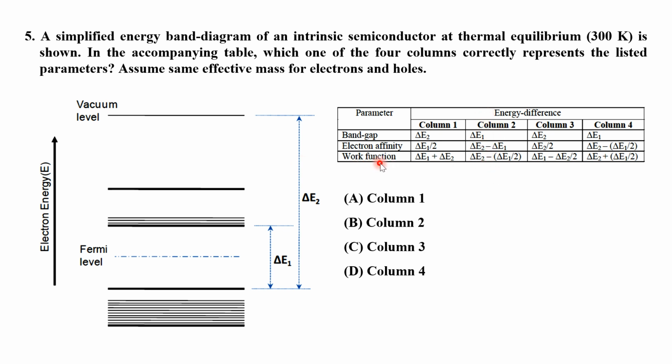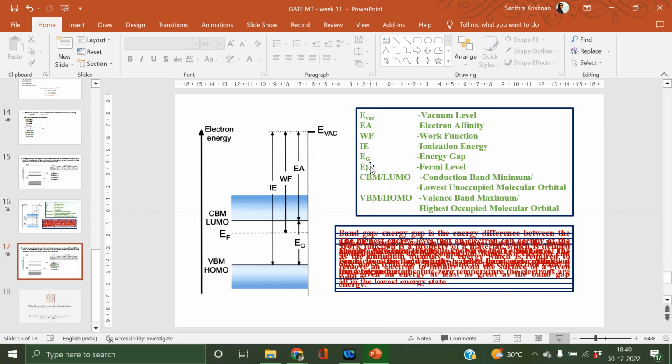Just to verify what is meant by work function. Work function means from the Fermi level, that is from 50% probability to vacuum. Therefore, (delta E2 minus delta E1) by 2. Therefore, overall we can say that column 2 will give us the correct definition for band gap, electron affinity and work function. So, is this clear to you?